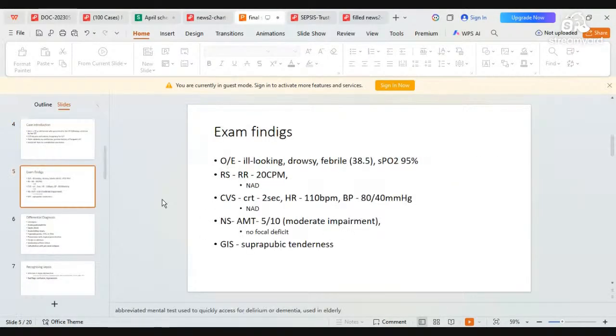So the patient examination findings here. I'll just write it out so that I don't come. Do I take a screenshot? Okay. So this patient, where is my slide here? All right.